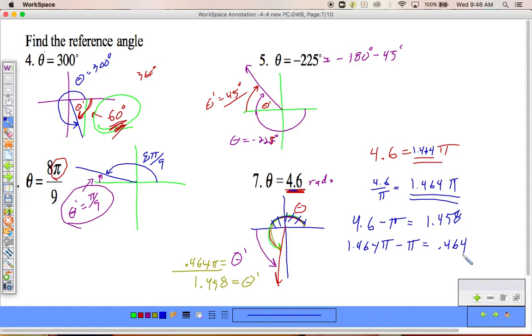You have to figure out if you're short or past if you want to add or subtract them. So for this one, 4.6 radians, I converted it to pi's by dividing by pi and realized I ended up in the third quadrant, which means I want to ignore the whole pi and only worry about the leftovers. So I'm going to take that 4.6 and take out a pi, or I'm going to take my 1.464 and take out 1 pi. A little confusing, a little tougher to think about, but convert it to pi's. Divide it by pi so you know where you're going to draw your angle and go from there.